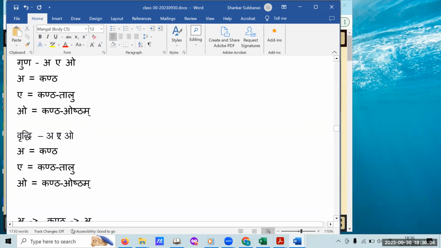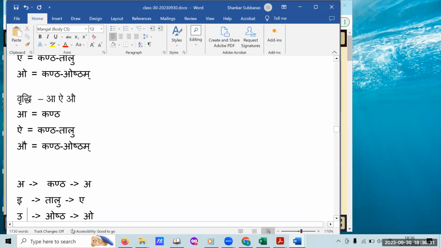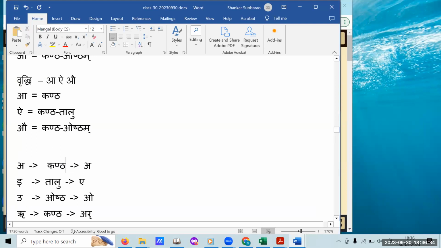Okay. Vriddhi is what? A, I, and O. So now A is Kantha, I is Kantatalu, Au is Kantoshtam, correct? Again, now you want to replace A with a Vriddhi letter. What will it be?